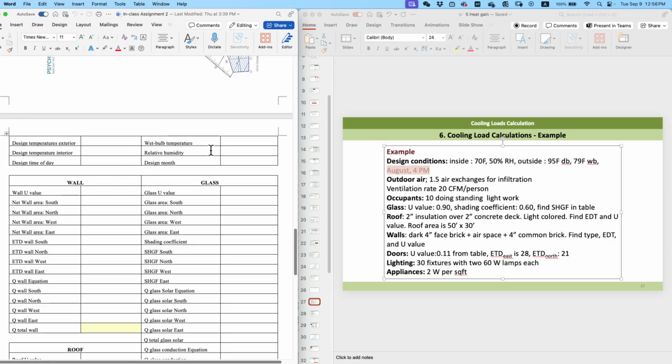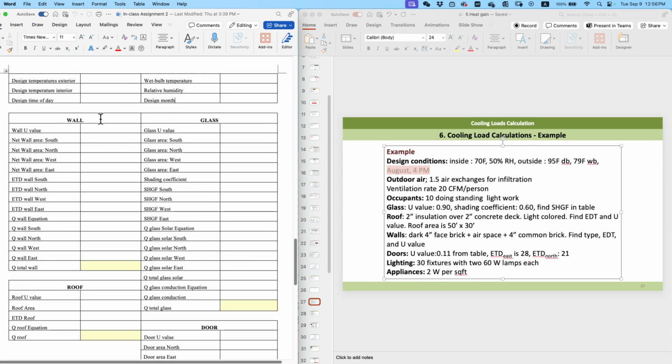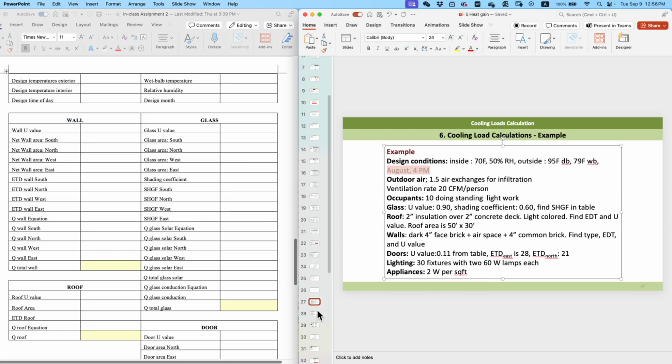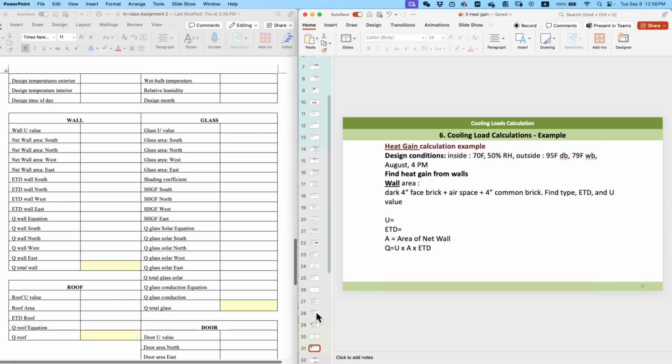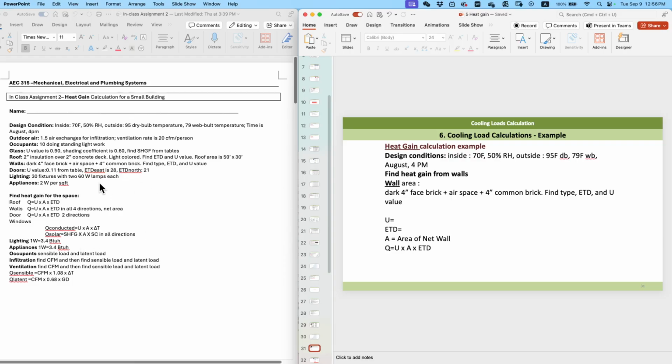Now you have finished the 6 blanks. Let's start on the rest of them. The first one is wall. Let's go to this slide. I put all the required information, tables, and the psychrometric chart on the heat gain slides. You can find the heat gain slides on Canvas. You can use this slide to complete this assignment. I also put the required information on the first page. You can also find it there, but for tables, you have to go to the slide to find them.